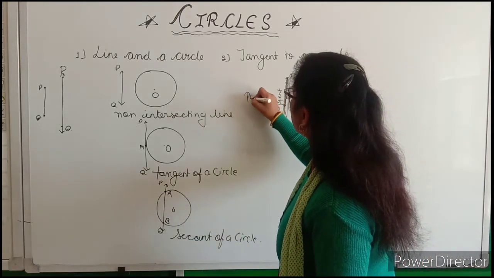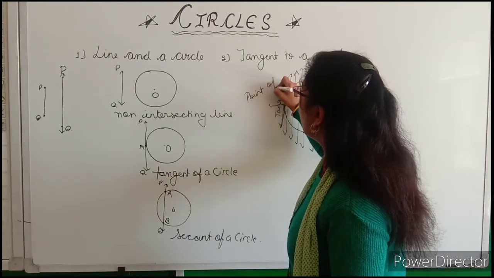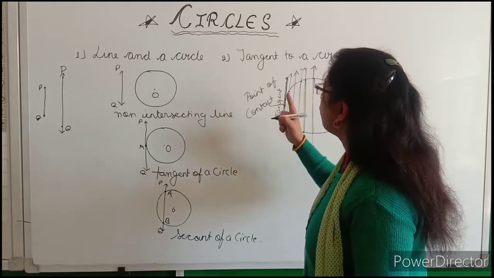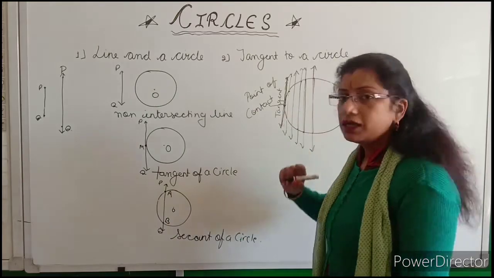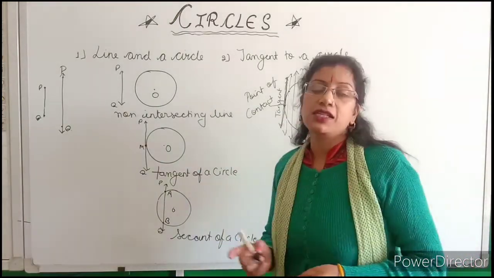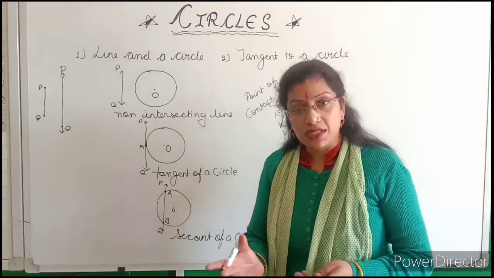Okay? This is called the point of contact. So it is clear to you, this is called the point of contact, this is the tangent. Now the next question comes: how many tangents are there parallel to a given secant?